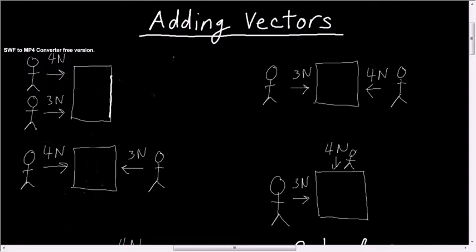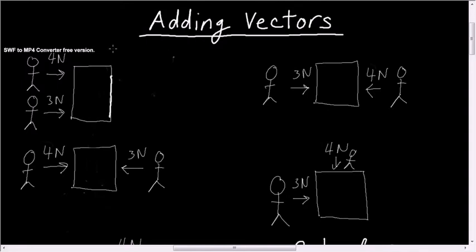So first off, before you start adding vectors, you need to decide on one really important thing. Which direction is going to be the positive vector and which direction is going to be the negative vector. So what do I mean by that?